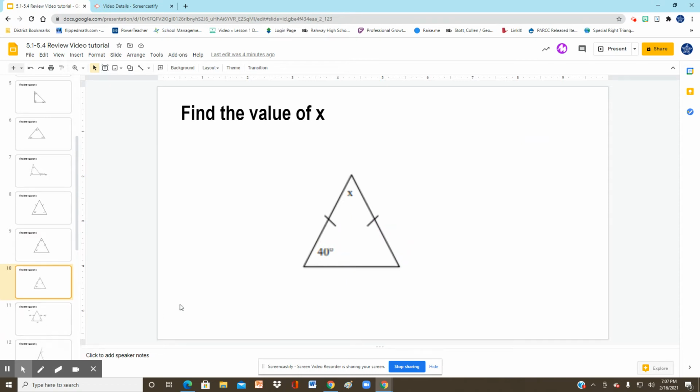Slide 10 for me again. This is a repeat of the previous problem, so I'm not going to really show anything here. We have our base angles that you need to fill in, and then create your equation subtracting from 180 to find x.